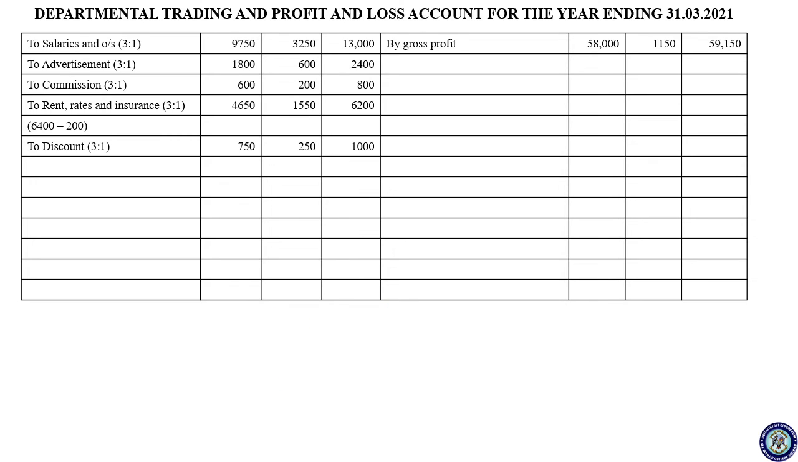Okay, next item, discount. 1,000 is the discount, so you have to apportion on the basis of 3:1. Next item, printing and stationery, on the basis of 3:1.